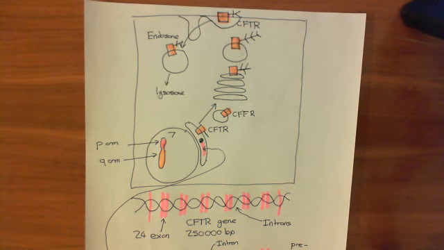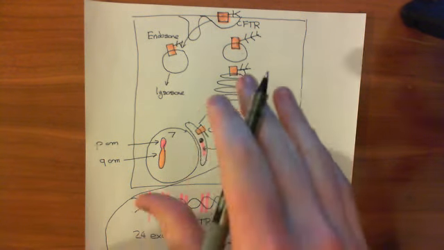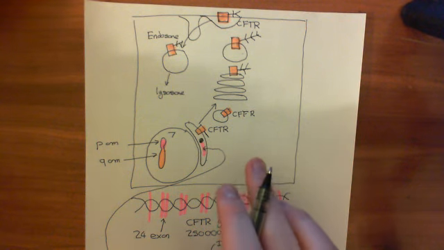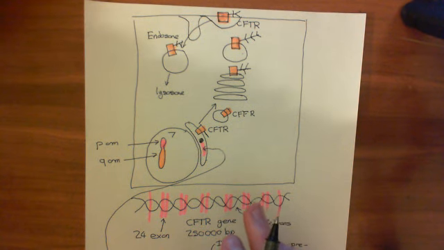Okay, so we'll cut this video here, and in the next video we'll discuss how this process is disturbed by a mutation in the CFTR gene, which is very common in cystic fibrosis.